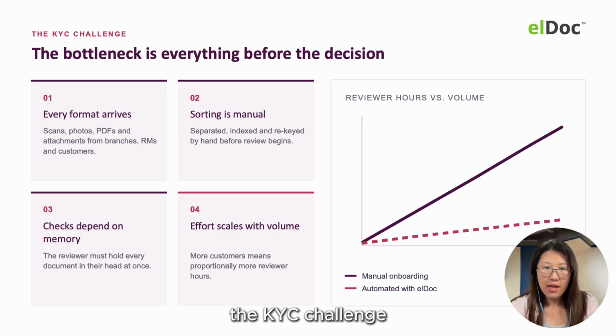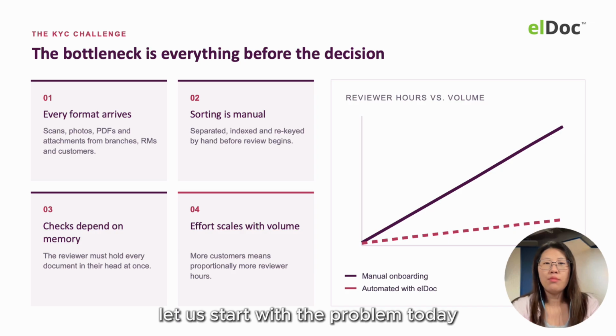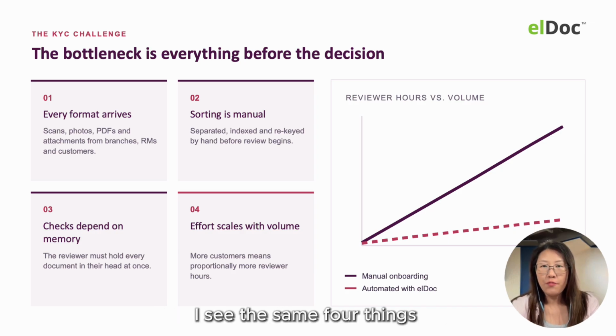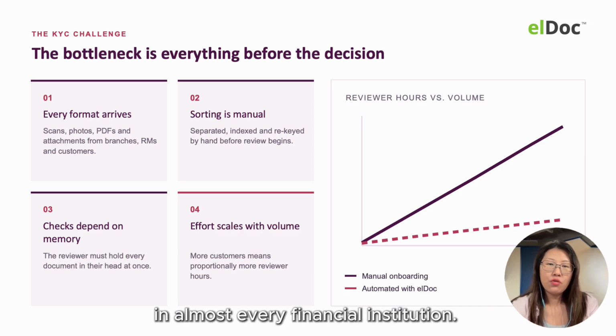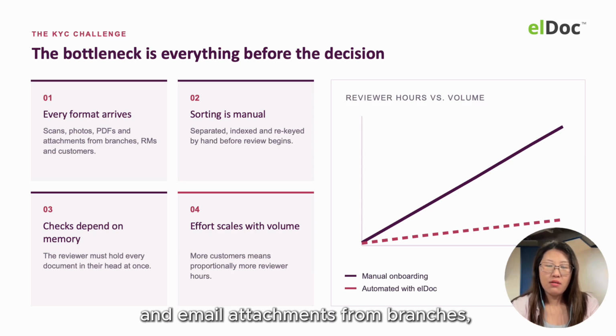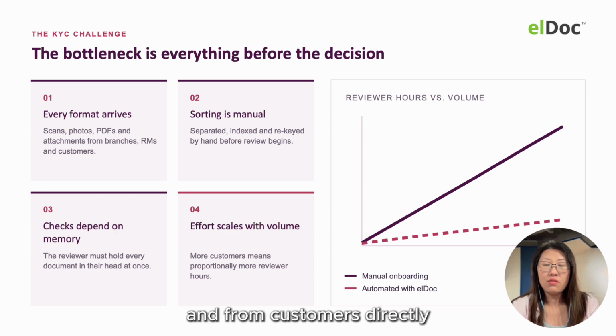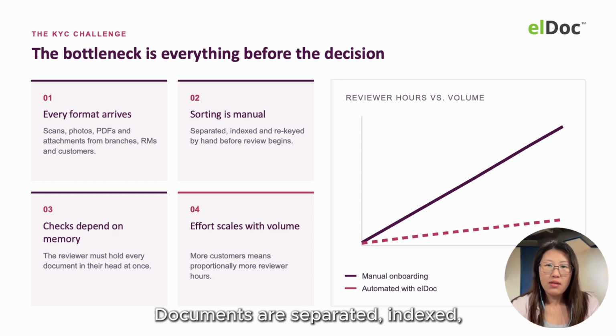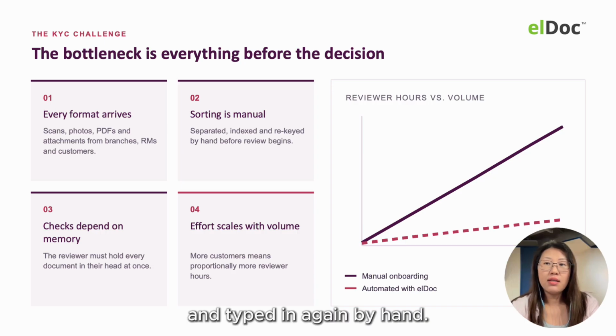The KYC challenge. Let us start with the problem today. It's the same four things in almost every financial institution. First, every format arrives: scanned photos, PDF files, and email attachments from branches, from agents, and relationship managers, and from customers directly. Sorting is manual. Documents are separated, indexed, and typed in again by hand. And all of this happens before the review even begins.